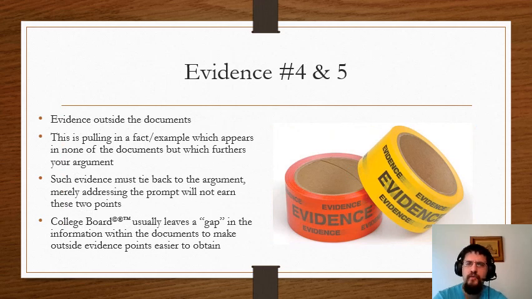There are now 2 outside evidence points. These are the last 2 evidence points, evidence 4 and evidence 5. You take a fact or example which does not appear in any of the documents, but which furthers your argument. Please keep in mind, outside of all of the documents is what I mean by that. If you include something that appears in document 5 and you're like, but I didn't use document 5, doesn't matter. That is still not outside evidence.